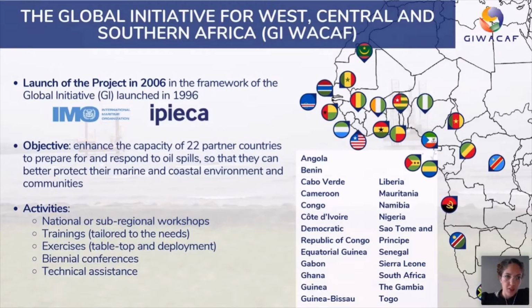The objective of the GI WACAF project is really to enhance the capacity of the 22 partner countries, which you can see on the map, to prepare for and respond to oil spills, so that they can better protect their marine and coastal environment and communities. To do so, we organize a couple of activities, for example, national or sub-regional workshops. We also organize trainings, exercises, conferences, and technical assistance activities.